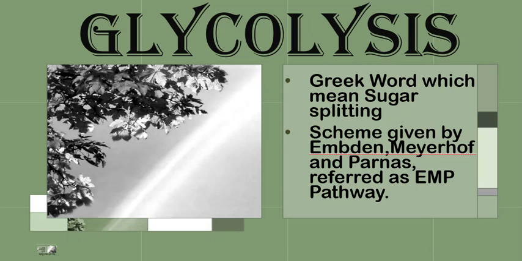Everyone, in this video I'm going to explain to you the process of glycolysis. Glycolysis is a Greek word which means sugar splitting. This name was given by Embden, Meyerhof and Parnas, so it is referred to as the EMP pathway.